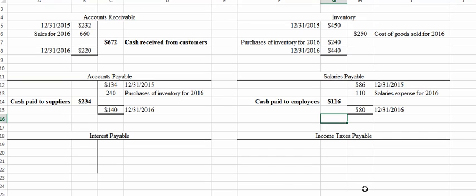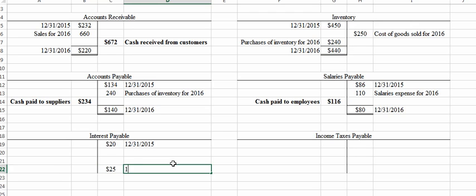Okay. Then let's take care. We're looking for cash paid for interest. We'll start with interest payable. The interest payable balance at the end of 2015 is $20, or $20 million. The interest payable balance at the end of 2016 is $25 million.